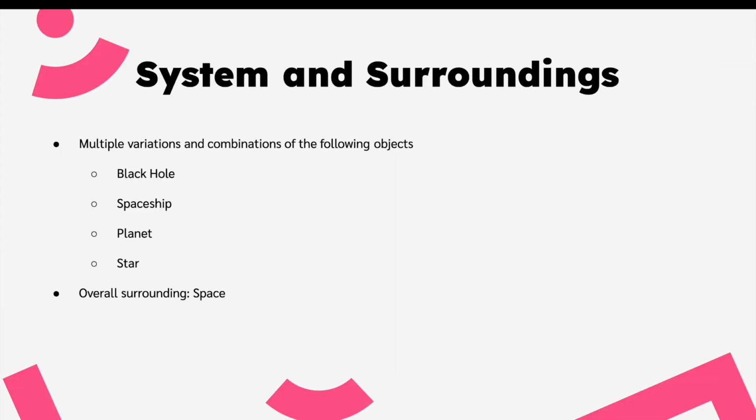There were multiple combinations of systems and surroundings depending on what value we're trying to find. Depending on the value, some of them would be the system, some would be surroundings. In Part 1, the system would be the star, and the surroundings would be the black hole's effect. In Part 2, the system would be the spaceship, and the surroundings would be the black hole, planet, and star. And for all scenarios, the overall surrounding was space.